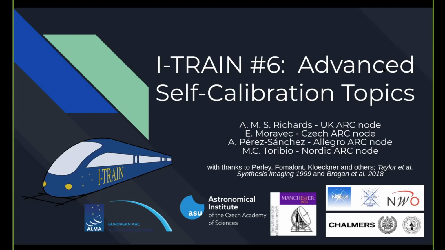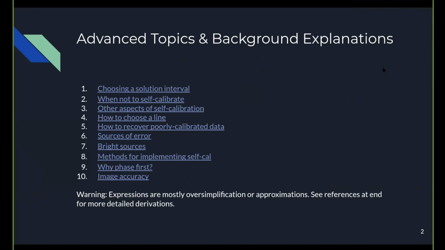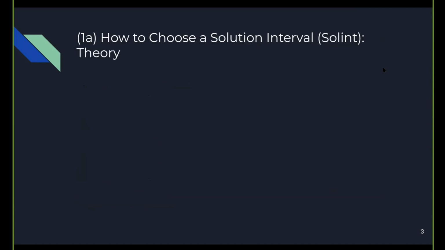And this is the index list of what we'll be touching on very briefly. If you want a proper derivation of these topics, then you should look at something like Thompson, Moran and Swenson, the VLA summer school proceedings and so on. But we'll try and show that there is actually some sort of real reason. The numbers and so on, which we've been entering, aren't just plucked out of the air. So the first one is the question of choosing a solution interval.